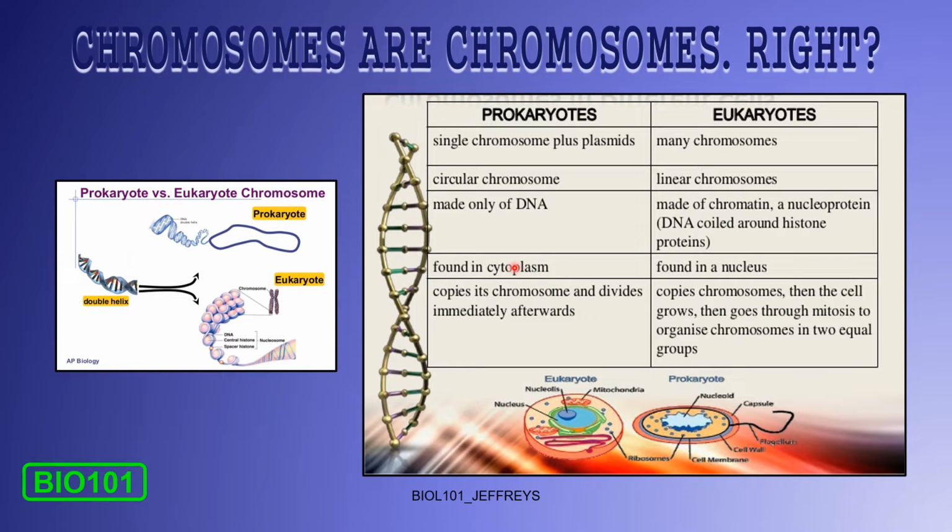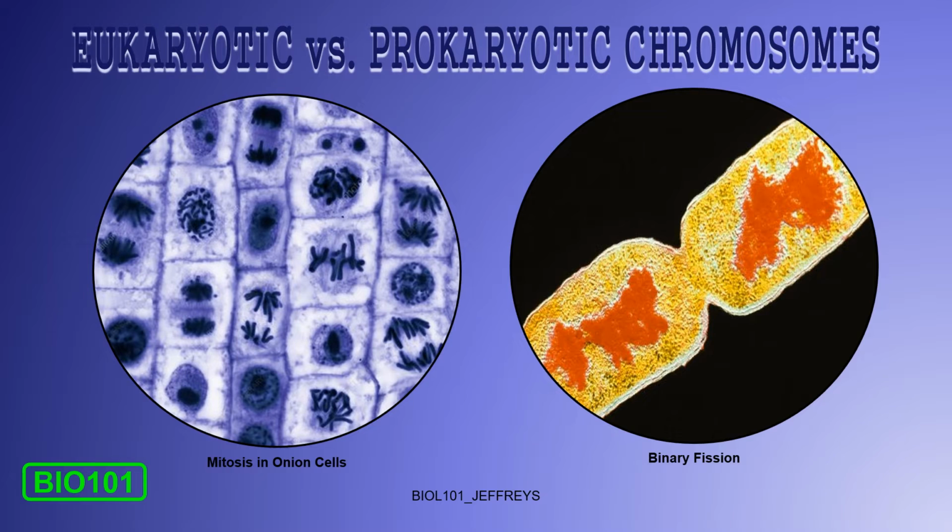Prokaryote chromosome found in the cytoplasm, and eukaryote chromosomes found in the nucleus, specifically the nucleolus. And then that little last box talks about the division, cell division and subsequent division of the nuclear material. So here we see eukaryotic versus prokaryotic chromosomes.